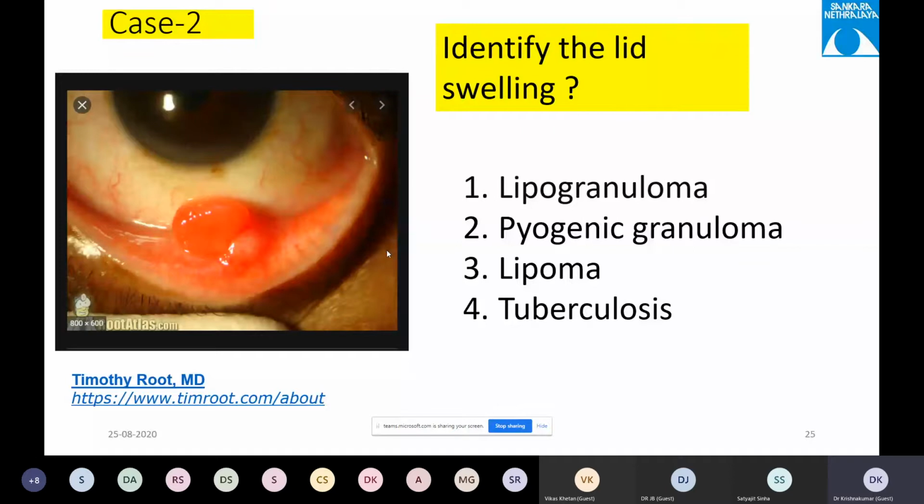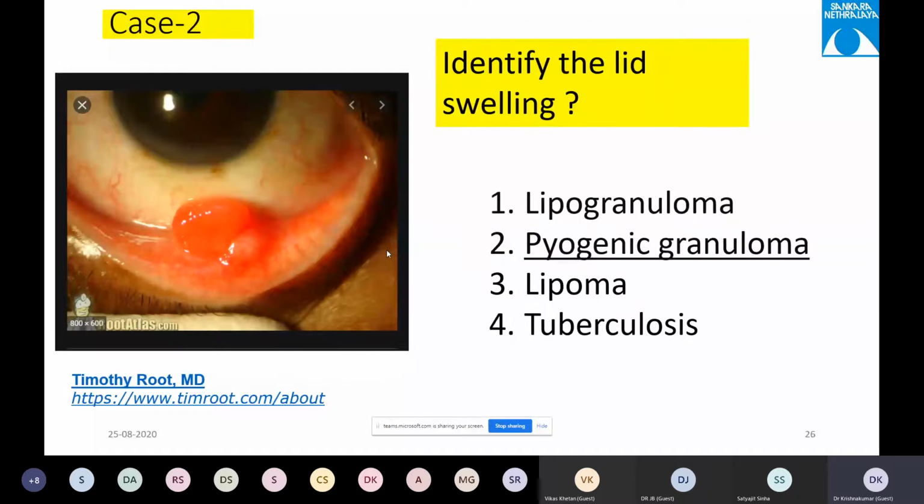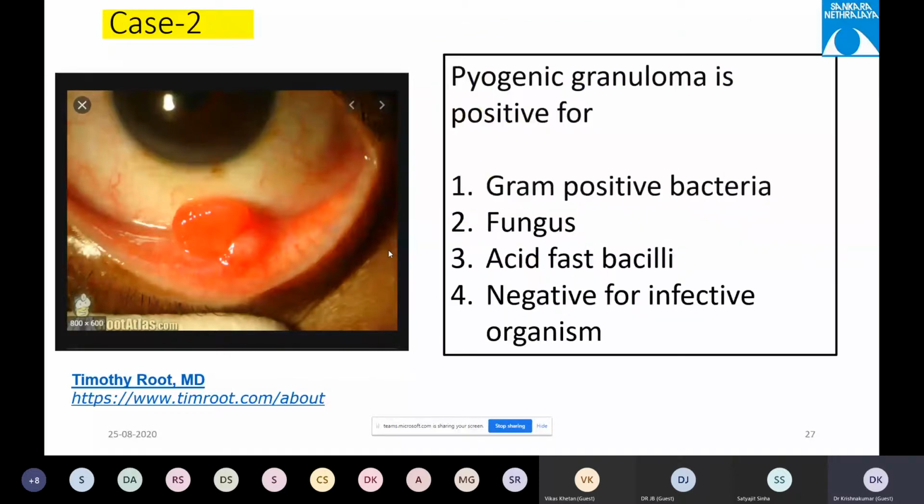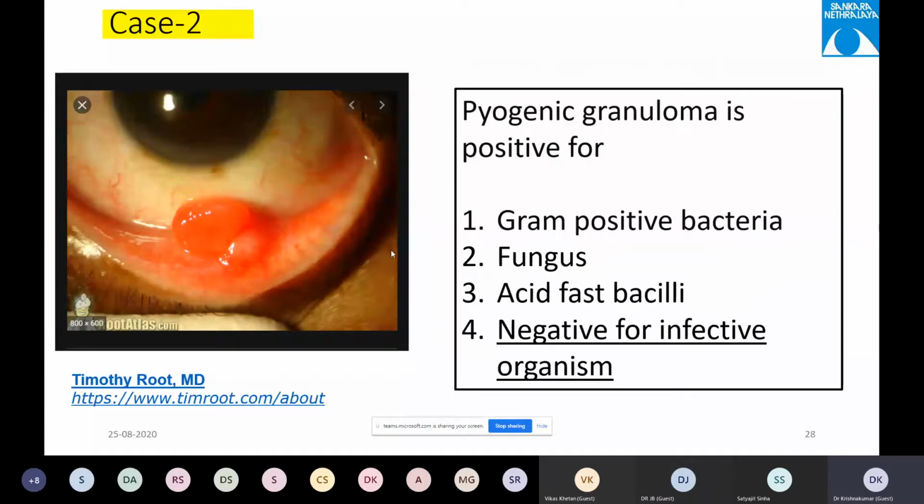Okay, what do you think this is? Is it lipogranuloma, pyogenic granuloma, or tuberculosis? The answer is pyogenic granuloma. Now, the next question for you is, in pyogenic granuloma, do you see any infection? You see bacteria or fungus or acid-fast bacillus or no, nothing? The correct answer is, even though the term is pyogenic granuloma, it is usually negative for infective organisms. It is a reaction pattern, that is pyogenic granuloma.